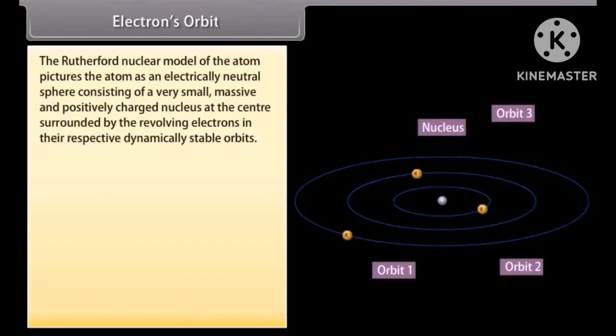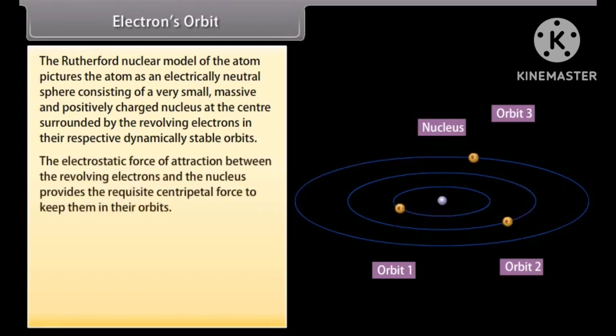Electron's orbit. The Rutherford nuclear model of the atom pictures the atom as an electrically neutral sphere consisting of a very small, massive, and positively charged nucleus at the center, surrounded by the revolving electrons in their respective dynamically stable orbits. The electrostatic force of attraction between the revolving electrons and the nucleus provides the requisite centripetal force to keep them in their orbits. Fe is equal to Fc.